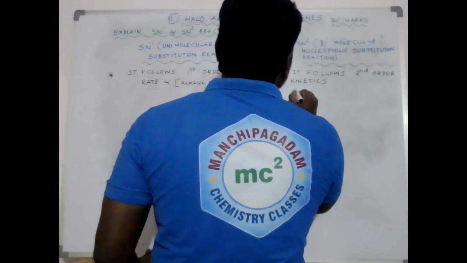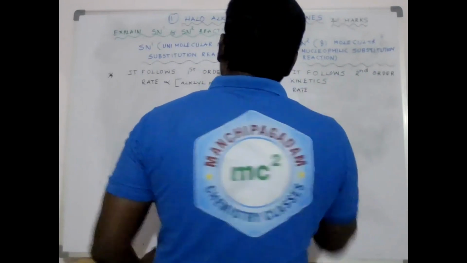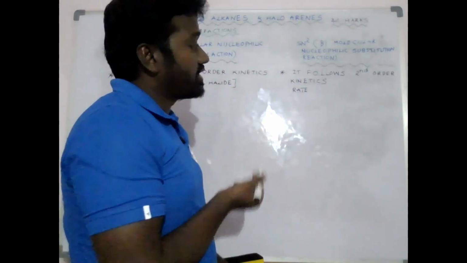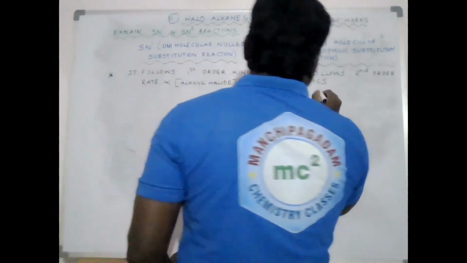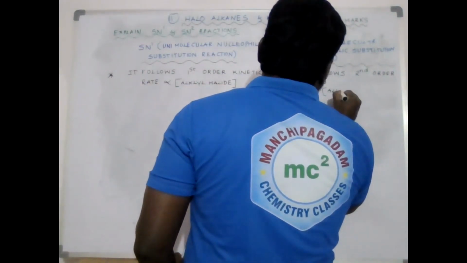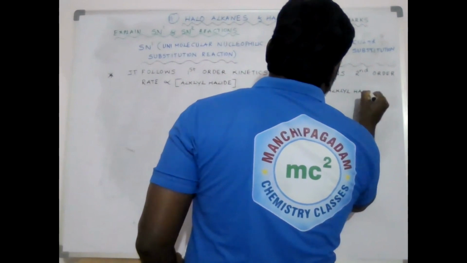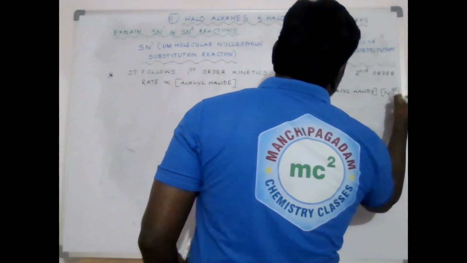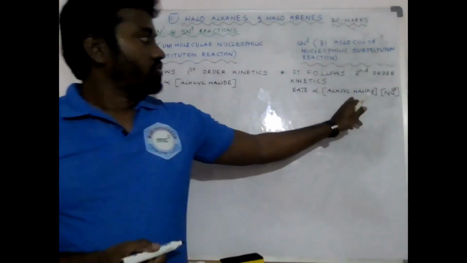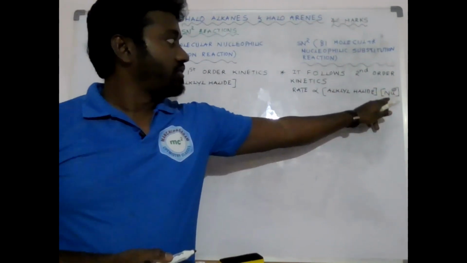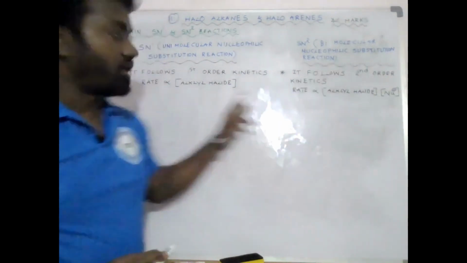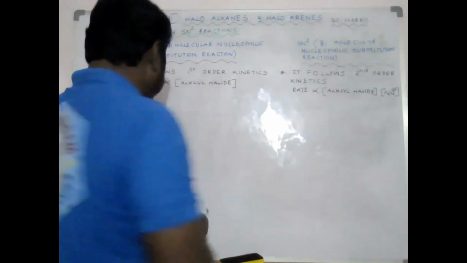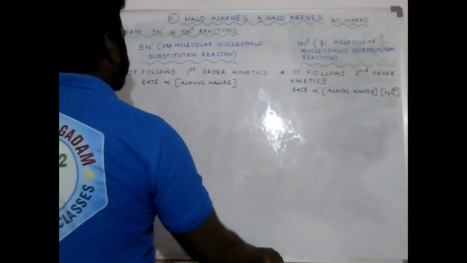Second order kinetics means rate. In the first order, what? Rate is only depending upon the alkyl halide, not the nucleophile. But in the SN2 reaction, both of them. So you can say that rate is directly proportional to the concentration of alkyl halide as well as the concentration of nucleophile. Nu minus means nucleophile. So two concentrations, alkyl halide and nucleophile. That is why second order kinetics. Here, concentration of only alkyl halide, so first order kinetics. Correct? So here it follows first order kinetics, here it follows second order kinetics.